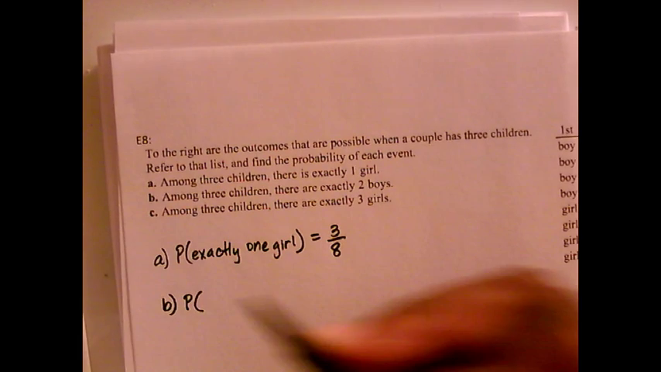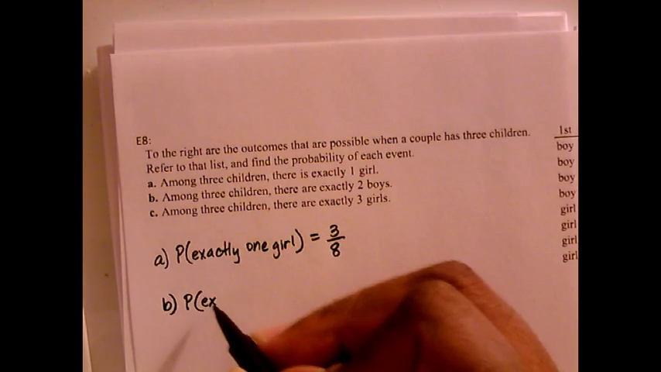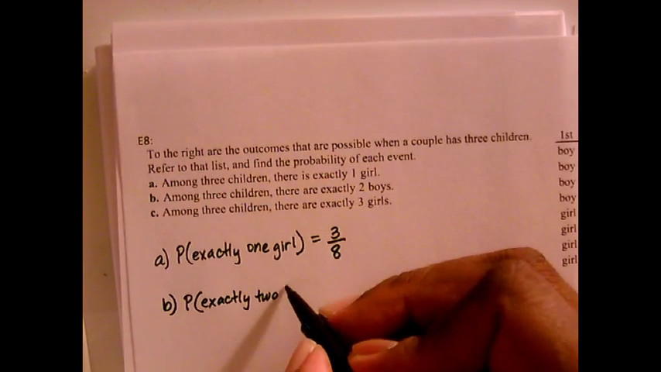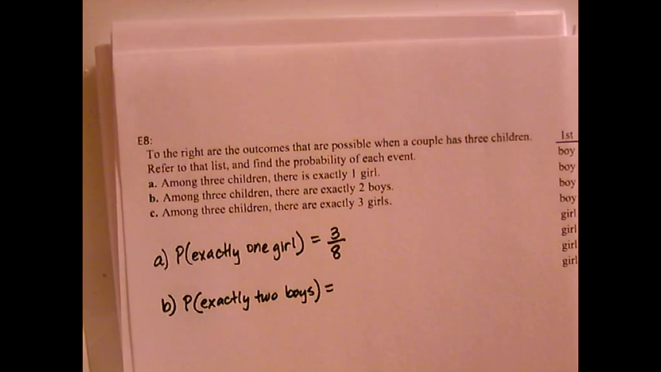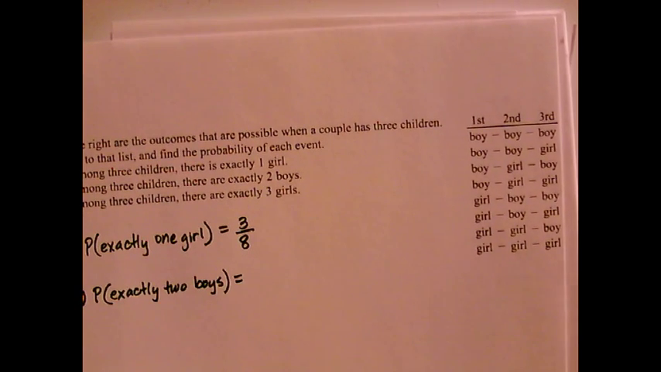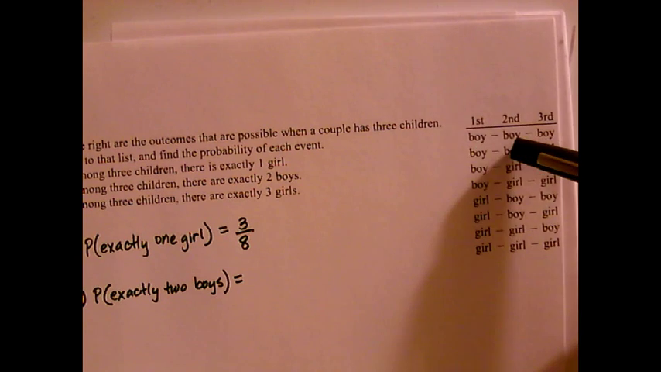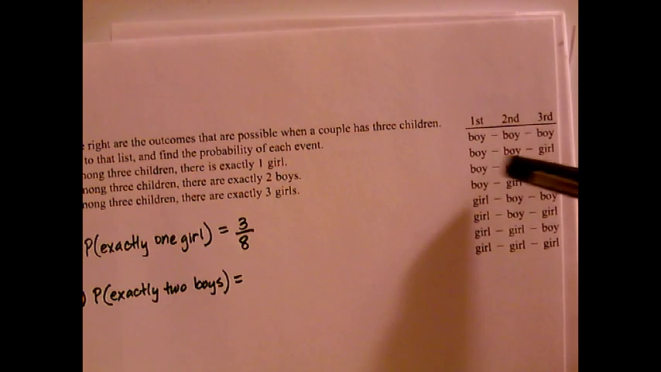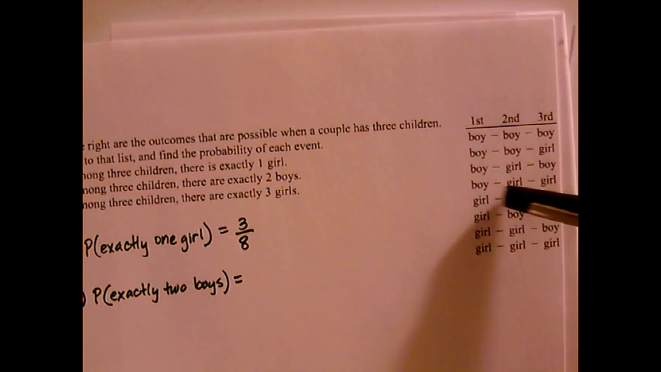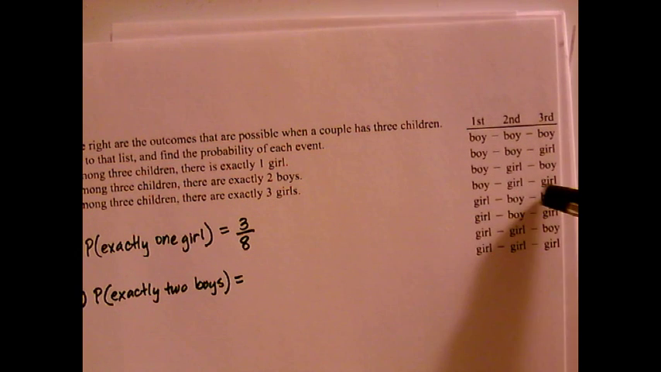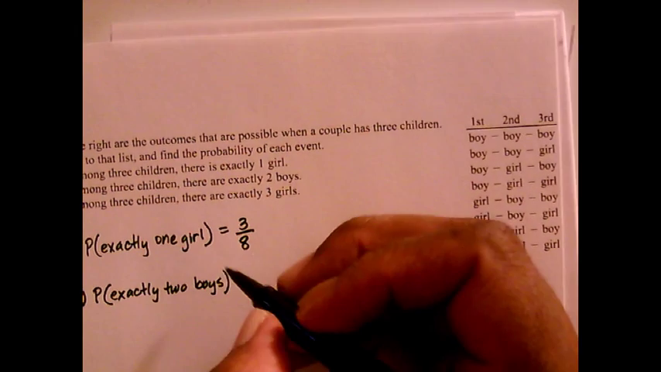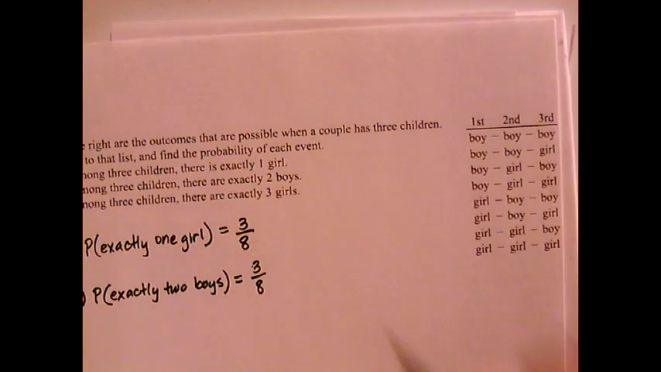Part B, we want the probability that among 3 children there are exactly 2 boys. Exactly 2 boys. Okay, now let's take a look at this. Exactly 2 boys, no more than 2 and no less. This one has exactly 2 boys, so that's 1 event. This event has exactly 2 boys, a boy, a girl, and a boy. That's 2. This one has exactly 2 boys in it, a girl, boy, and a boy. That's 3. And that will be it. So that probability of getting exactly 2 boys is 3 out of 8.